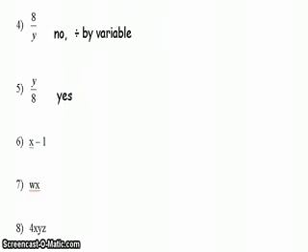Product means if you're going to deal with numbers and variables, they have to be being multiplied times each other. So on number 6, they're being subtracted here. So we're going to say no. And your explanation can be simply because we have a subtraction sign.